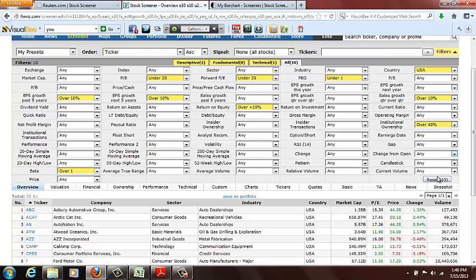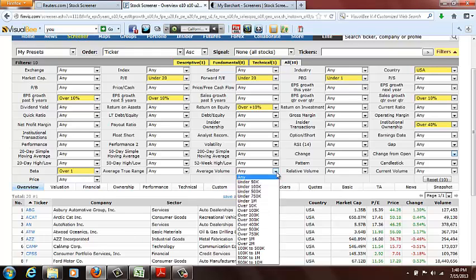Current volume, we don't really care about that, but one that I forgot to mention is average volume. What we're trying to accomplish with this is companies that are very liquid. When we talk about companies that are very liquid, pretty much saying, okay, if I buy a company right now, I can easily sell tomorrow with no problem at all.